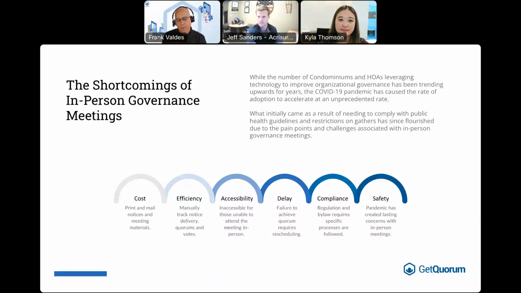You've got a lot of heavy costs on the front end: printing, mailing notices, meeting materials. On the efficiency side, a lot of manual tracking. Accessibility: it would more than likely be inaccessible for anyone unable to attend in person. So keep that in mind. Sometimes some board members feel like the lack of participation is a good thing. But I promise you, and I'm sure Kyla will shake her head here, as you try to amend your governing docs, you will certainly say, we need the participation. We want everyone here to help out. So we'll walk through some options there.